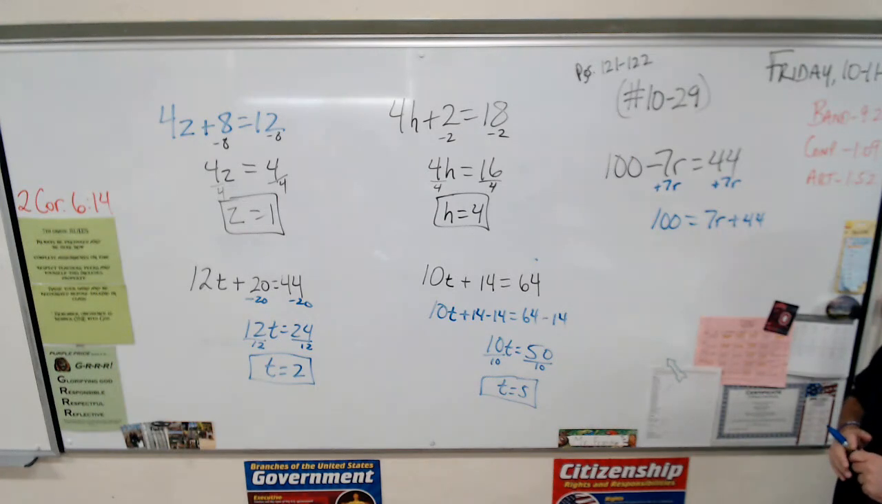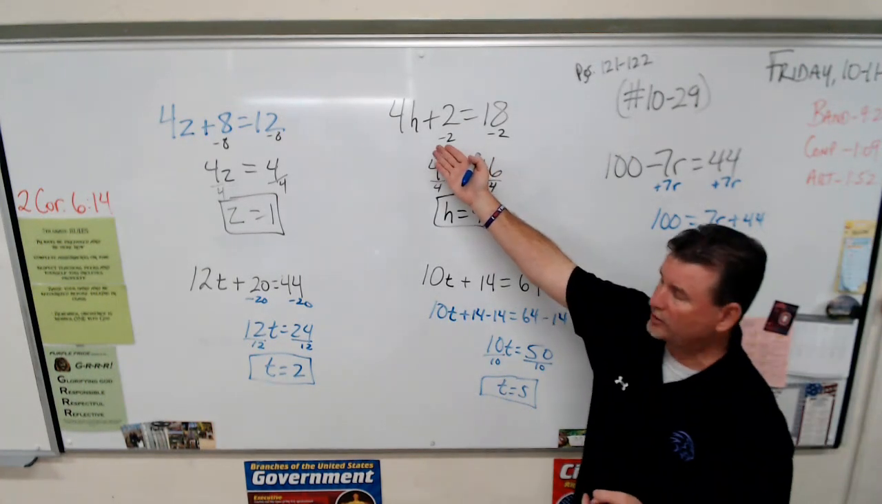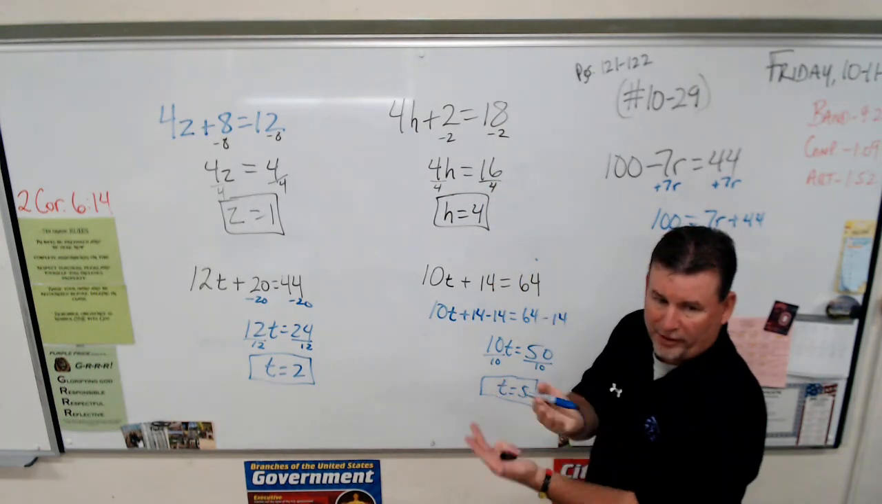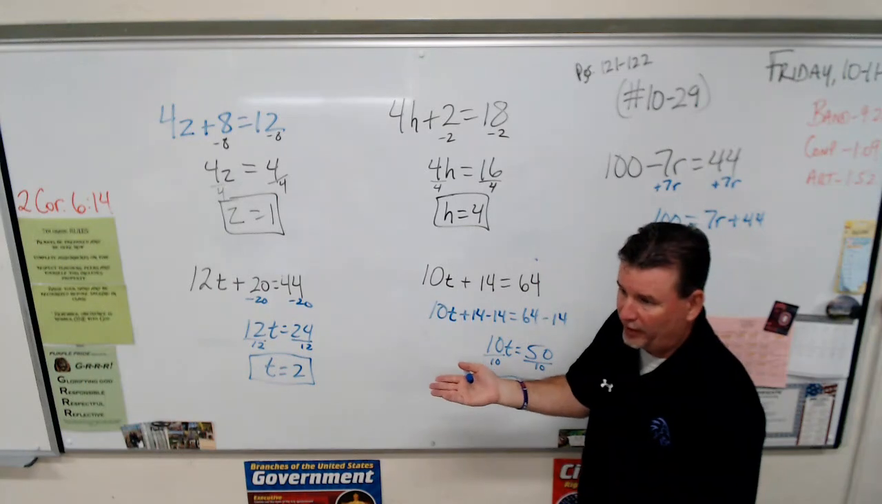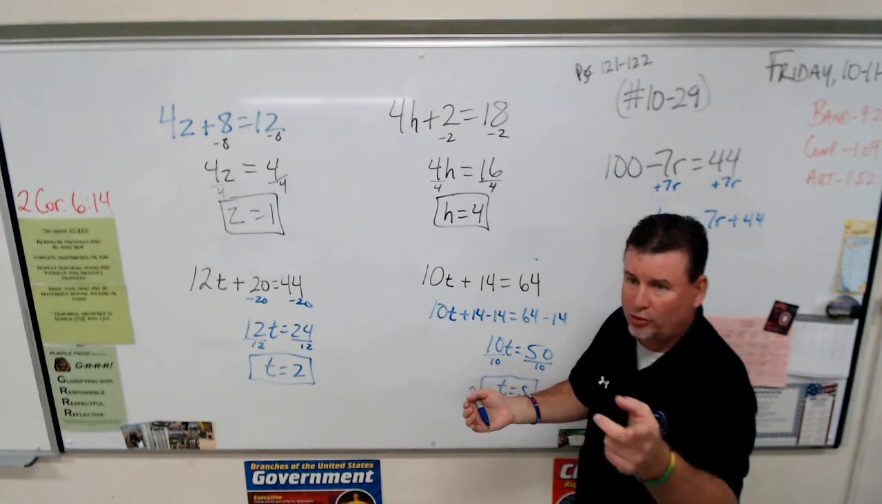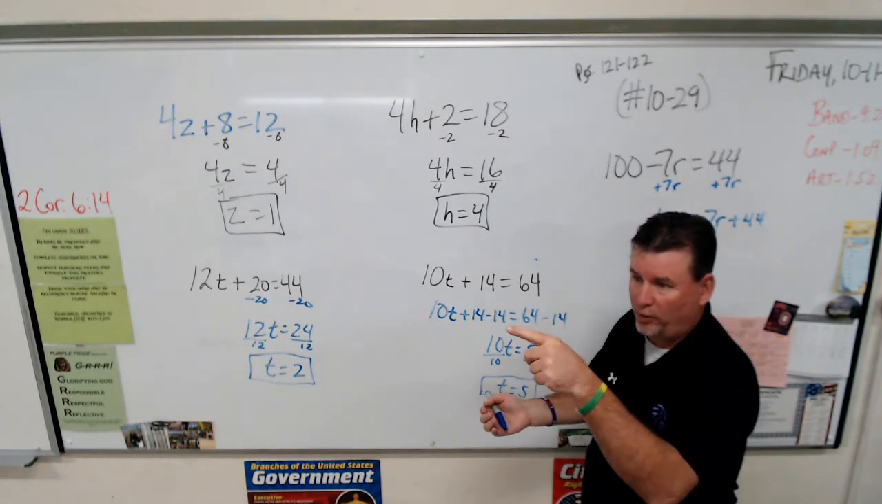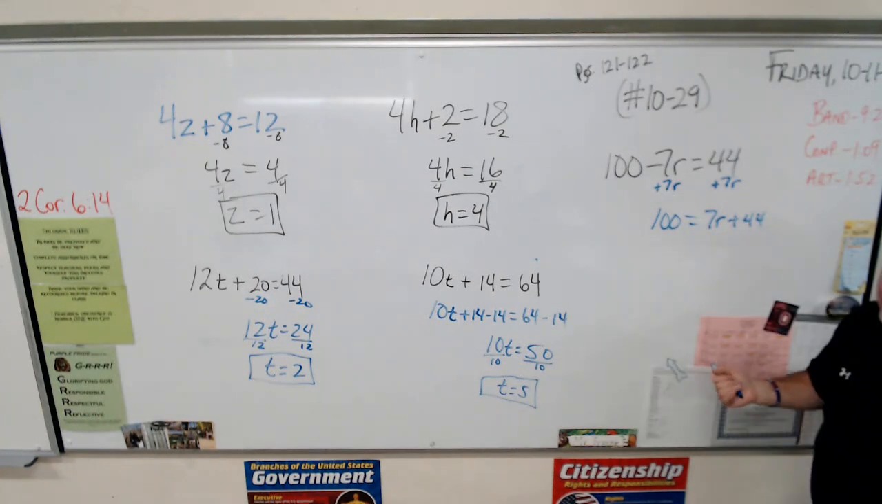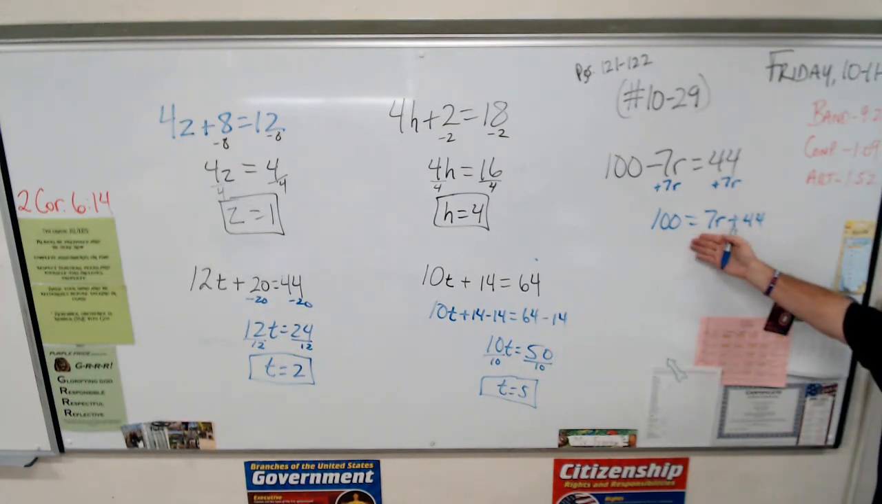Why did you get to have 7r on the other side? Because it doesn't matter. Remember, this one in your book said 18 equals 4h plus 2. I just wrote them on the other side of the equal sign. Still the same thing. 2 plus 2 equals 4, and 4 equals 2 plus 2. Isn't that the same thing? Right? Everybody still paying attention?